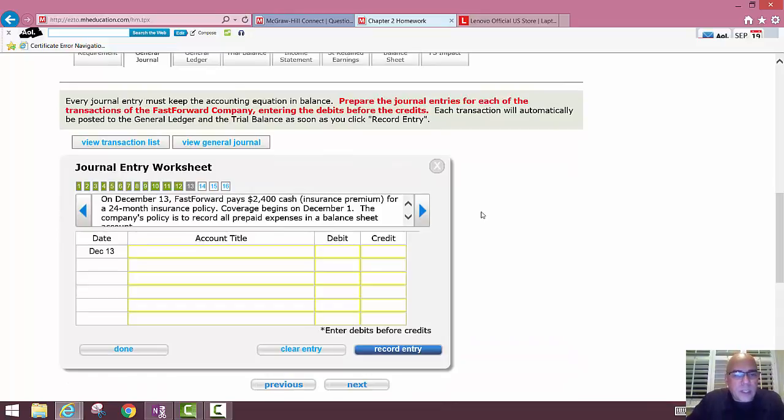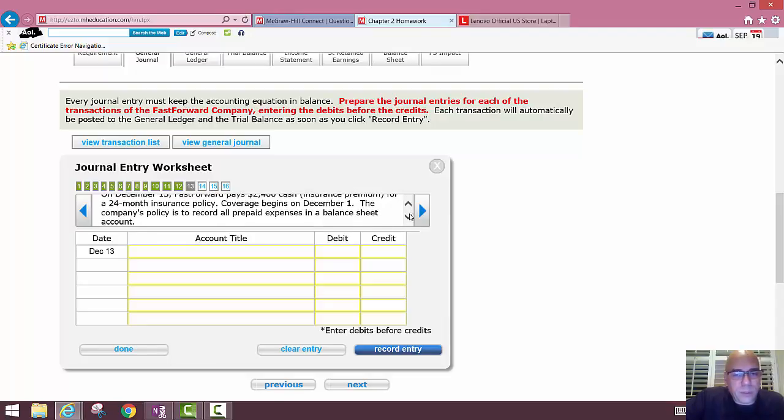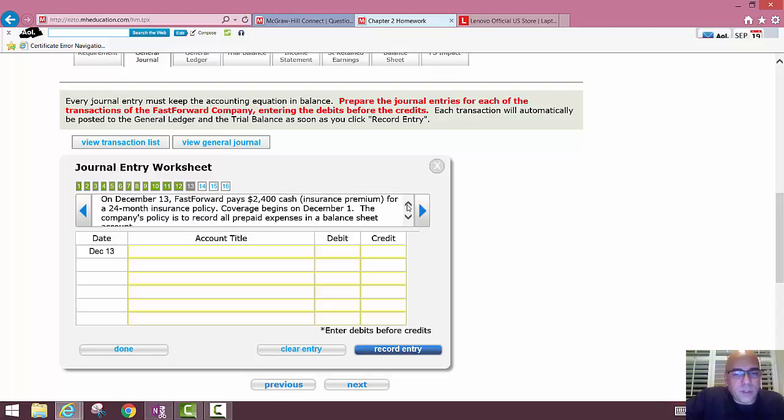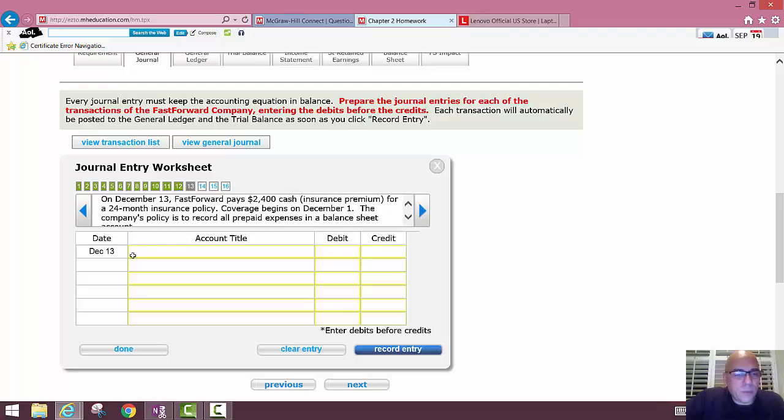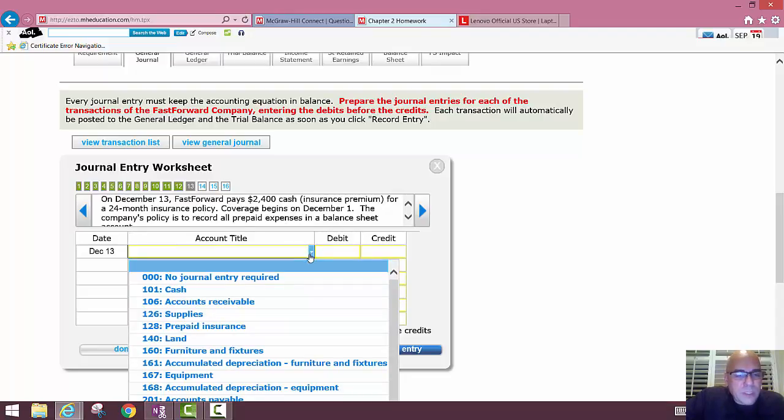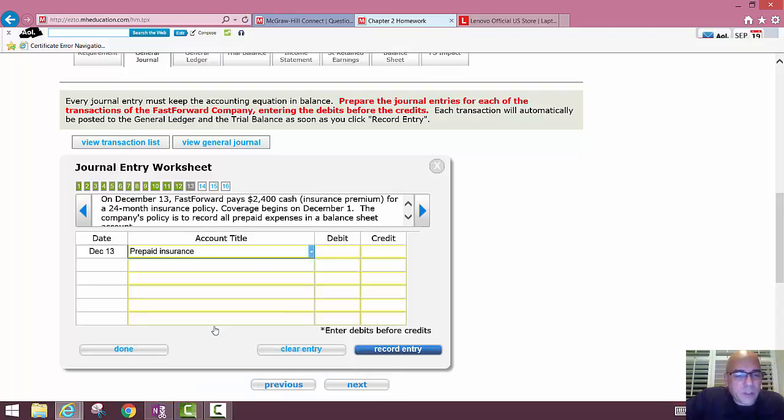And let's just take a look. On December 13th, Fast Forward pays $2,400 cash insurance premium for a 24-month insurance policy. Coverage begins on December 1st. Well, geez, we should have purchased this thing a little sooner. That means we went without insurance for about 23 days here. I don't know what kind of business operation we're running here, but anyway, that's okay. We're paying for the insurance policy now. So at this point, we're setting up a prepaid insurance for $2,400.